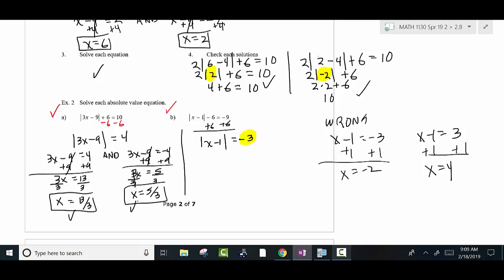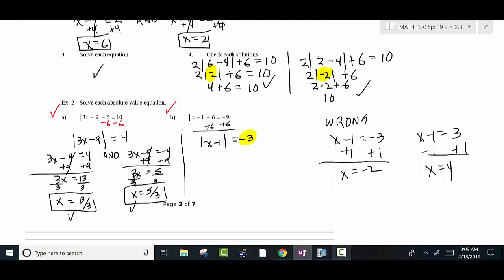I suspected a lot of you did this. On B, what you do is you add 6 to both sides, and you end up with absolute value of x minus 1 equals negative 3. Okay? If you went through and did this, and I suspect some of you set it to negative 3 and set it to 3 and solve, well, they don't check. Okay? They don't check.